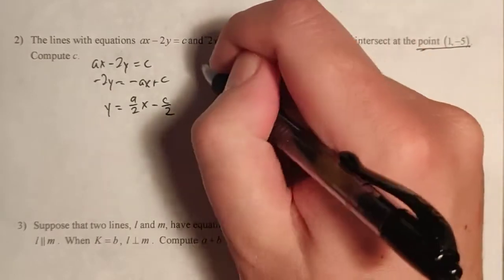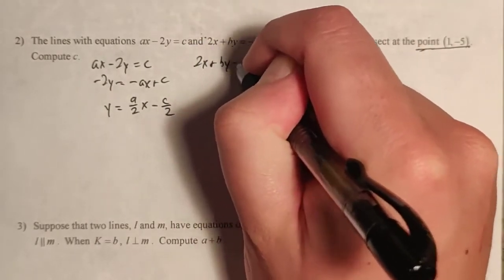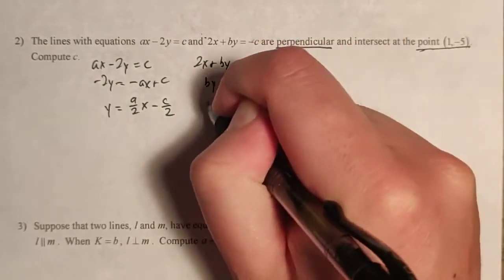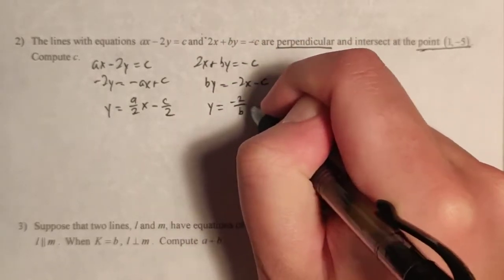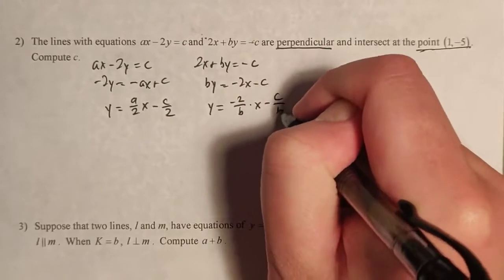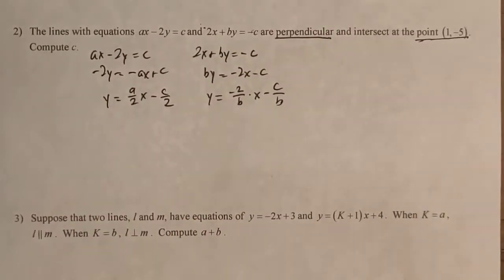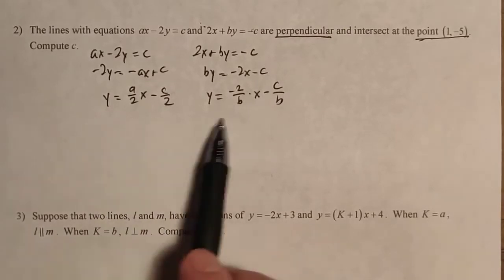We get 2x plus by equals negative c. So you get by equals negative 2x minus c, and therefore y equals negative 2 over b times x minus c over b. Now again, I don't really care about these terms here, the y-intercepts. We're not really too big on this. We'll just care about these.